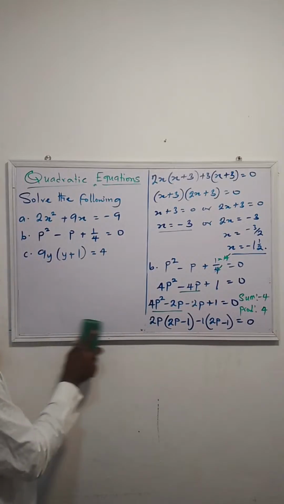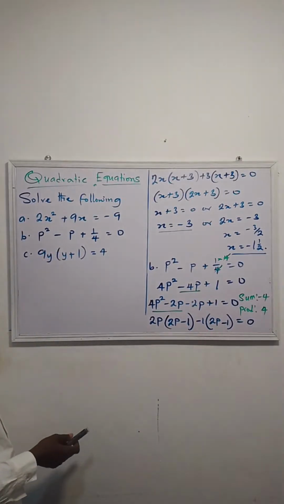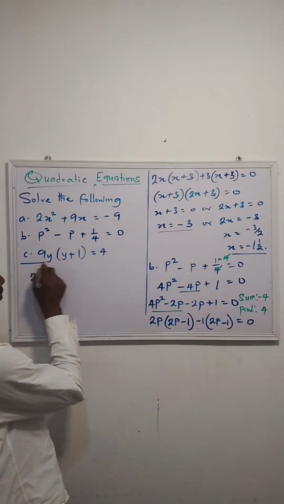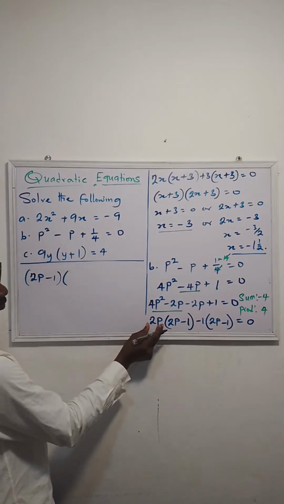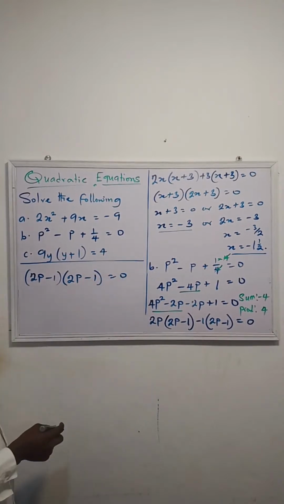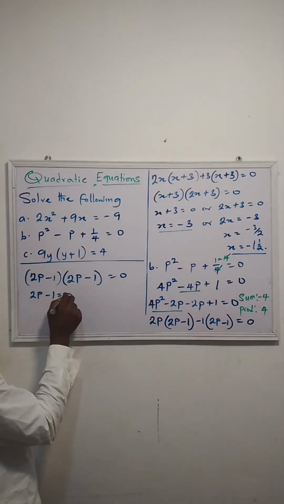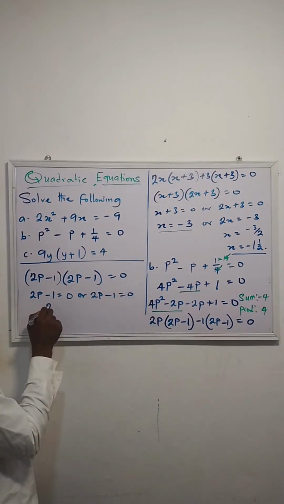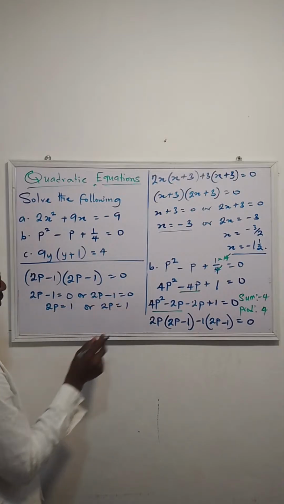Now, from here, you can find the GCD of these two terms. What can go here can also go here. That is 2p, and minus 1 is common. So you are left with 2p minus 1. So 2p minus 1 equals 0, or 2p minus 1 equals 0. That means 2p equals 1, or 2p equals 1.